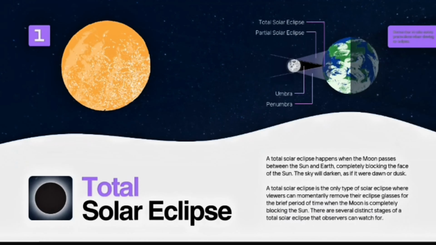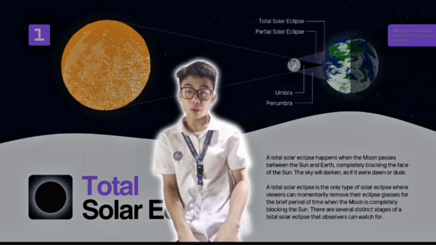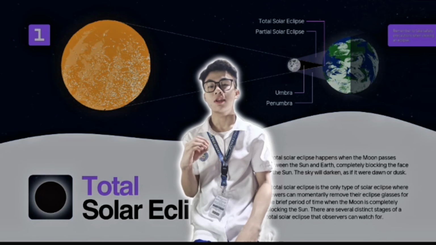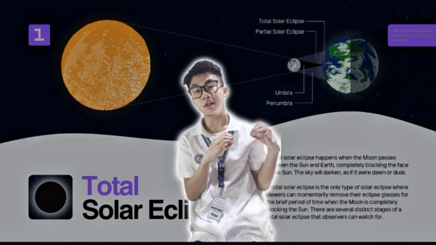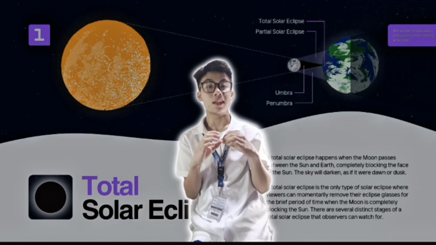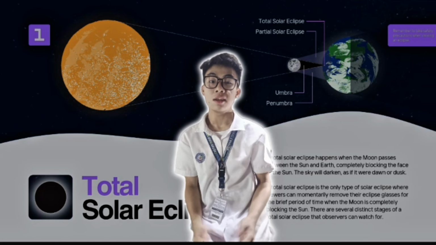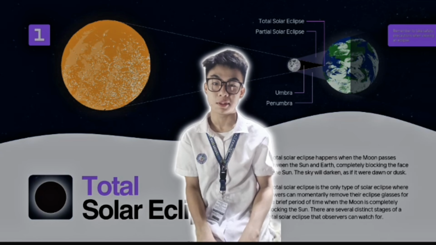A total solar eclipse happens when the moon passes between the sun and earth, completely blocking the face of the sun. The sky will darken, as if it were dawn or dusk. So imagine this. This is our earth, our moon, and the sun. Basically, our moon is closer to earth and it is covering the sun. That is called the total solar eclipse.